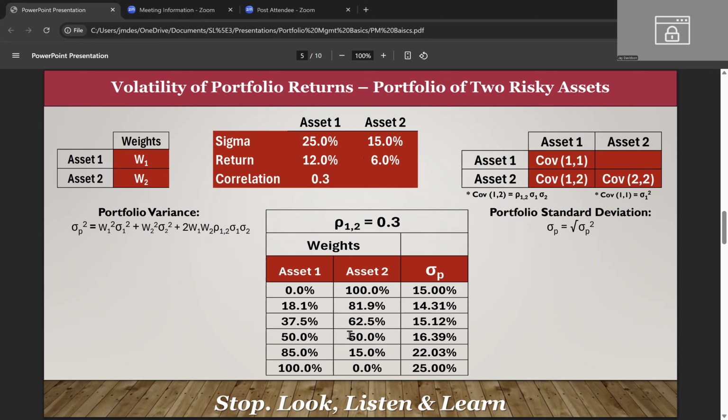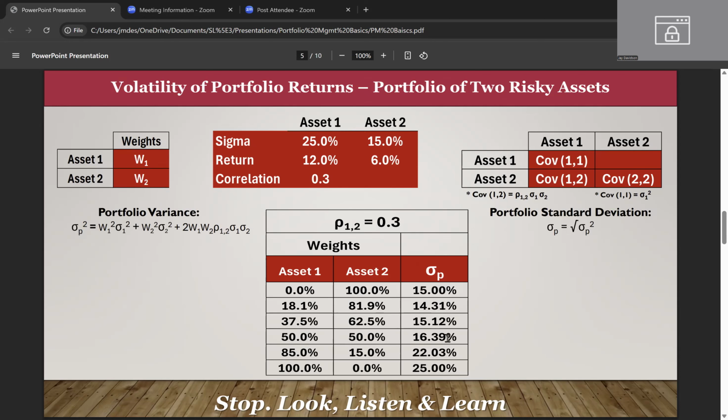But going back to this, if you put 50% in each one of the assets, and you were to take a weighted average of the sigmas of the assets, that would be 20%. Because 50% of the 25 is 12 and a half, and 50% of the 15 is 7.5. You add those together, you get 20%. But as you see here, that is not the standard deviation of the portfolio when you allocate 50% of your portfolio to each one of those assets.